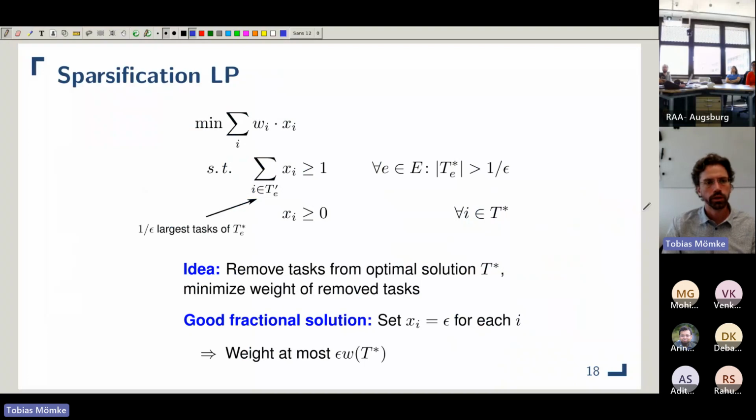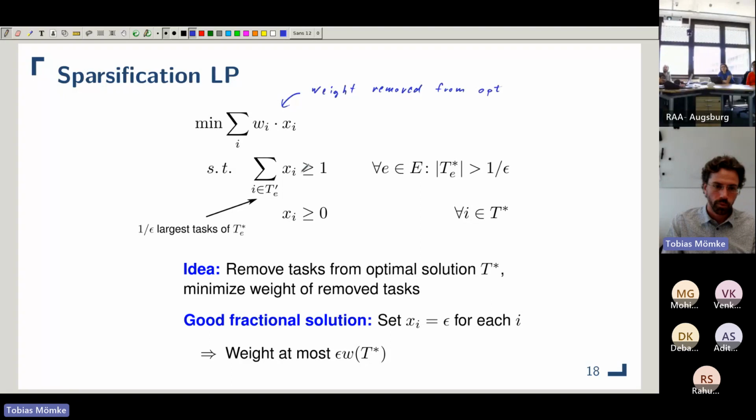The way it works is using a linear program. We are given an optimal solution, and we want to remove as little as possible from this optimal solution, such that the sparsification property is satisfied. That is, we want to minimize the weight of removal, the weight removed from the optimal solution, such that if we look at the 1/epsilon largest tasks that cross E within the optimal solution, then we want to remove one of the 1/epsilon largest tasks. That is, the sum of the fractional values should be at least one. Not only one, but we want to remove at least one of the tasks.